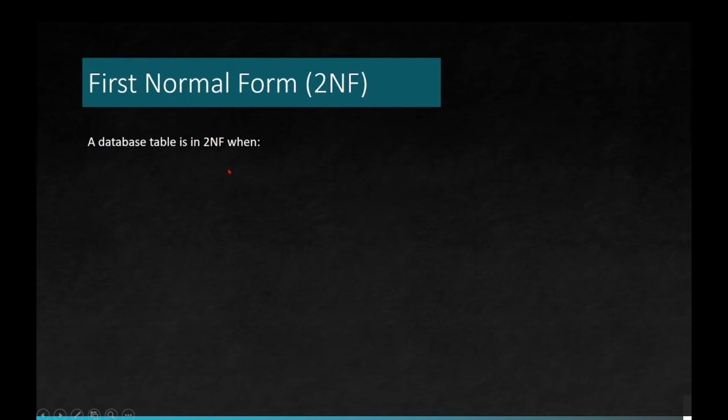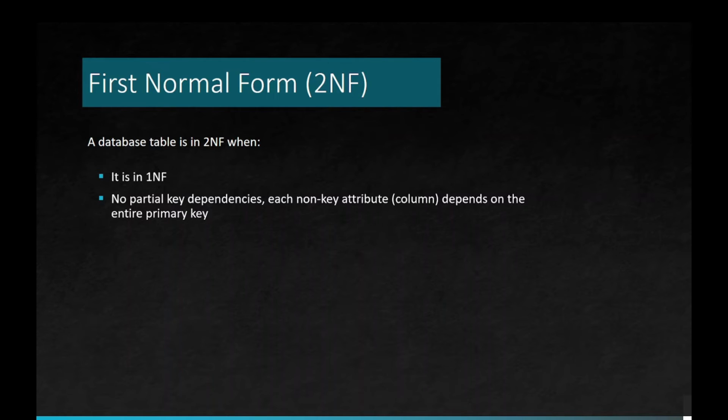First, the database table must be in first normal form. So that means our columns are not storing any list of values, or in other words, the columns are atomic. A table is in second normal form when there's no partial key dependencies. So each non-key attribute depends on the entire primary key.